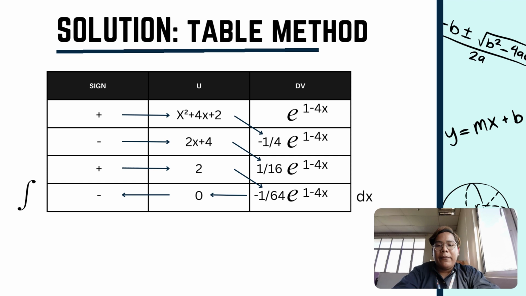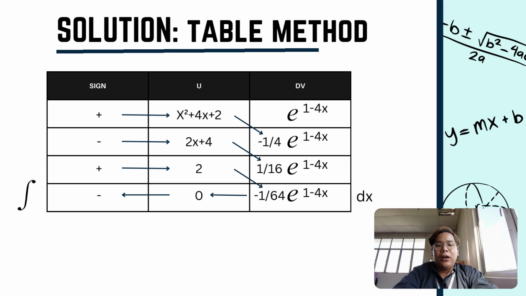Then, after the table has been created, you will need to differentiate the u column until the number in it equals 0. And that's when you need to stop calculating the equation. For the column dv, you will need to integrate the number until it reaches the same row of the u that had reached 0. And lastly, for the sign column, you will need to put the positive sign first and then the negative sign. After that, repeat the sequence until it also reaches the row of u that had been 0.